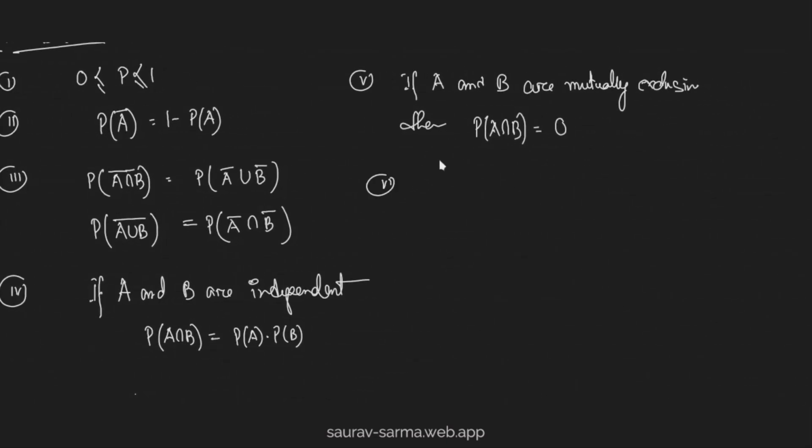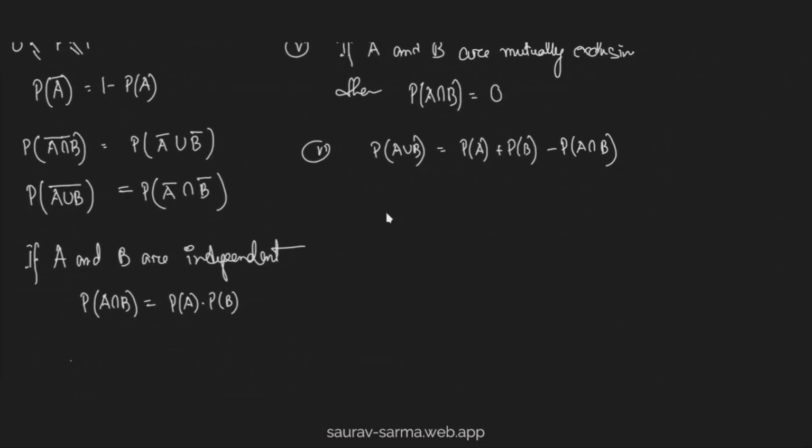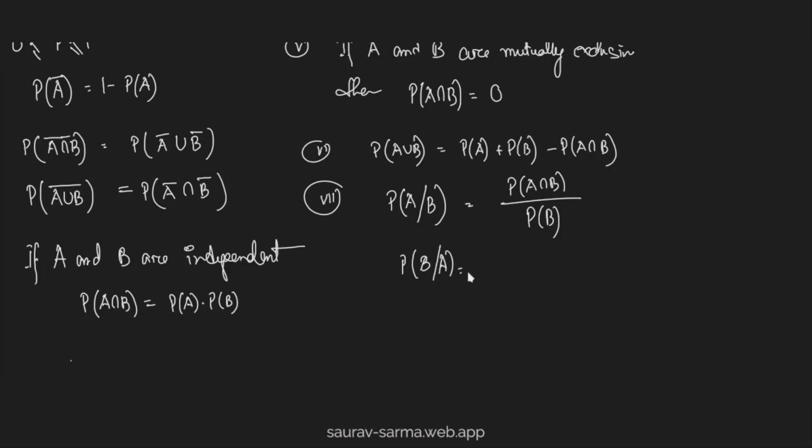Then number 6 is probability of A union B is probability of A plus probability of B minus probability of A intersection B. This is one rule. Then next rule is the multiplicative theorem, that is probability of A given B is probability of A intersection B by probability of B. Similarly, probability of B given A is probability of A intersection B by probability of A.